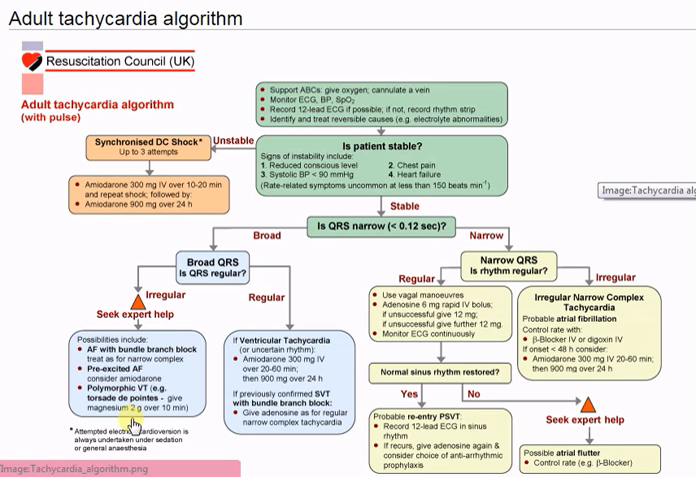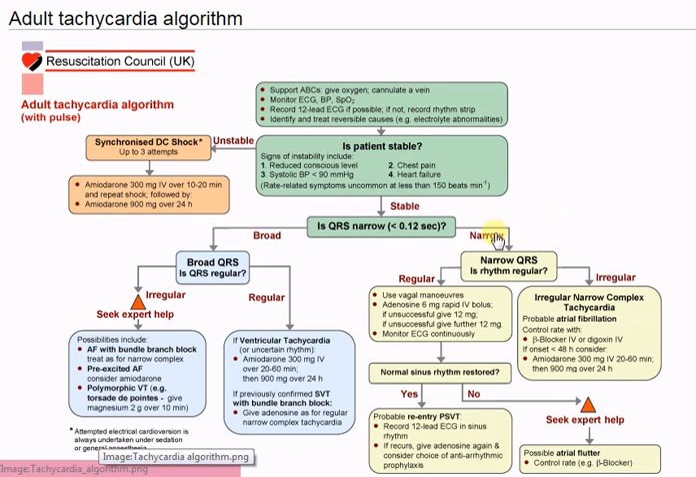If you see torsades de pointes on the ECG, you need to give them magnesium. And the second thing is ventricular tachycardia, use amiodarone.